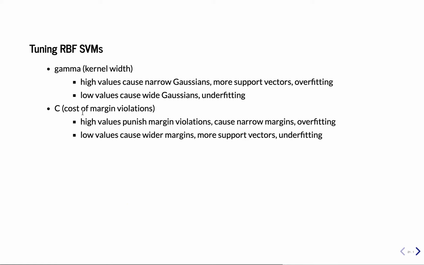Secondly, C, because of margin violations. High C values punish any margin violation, so it will lead to narrow margins and more overfitting. If C is low, then you get wider margins, and because the margins are wider, more points fall into the margin, so you have more support vectors and also more underfitting.